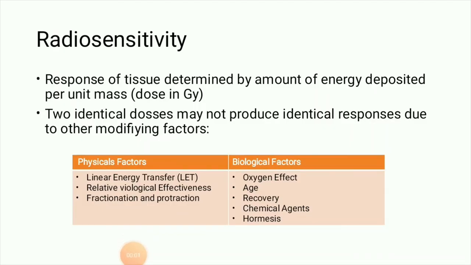Okay, the response of tissue is determined by the amount of energy deposited per unit mass. As we know, it's the dose, which is in unit gray. Okay, two identical doses may not produce identical response due to other modifying factors. We have two different factors, which are physical factors and biological factors. For physical factors, we have LET, linear energy transfer, relative biological effectiveness, RBE, and fractionation and protection. For biological factors, we have five: oxygen effect, age, recovery, chemical agent, and hormesis. Okay, I will discuss them one by one.